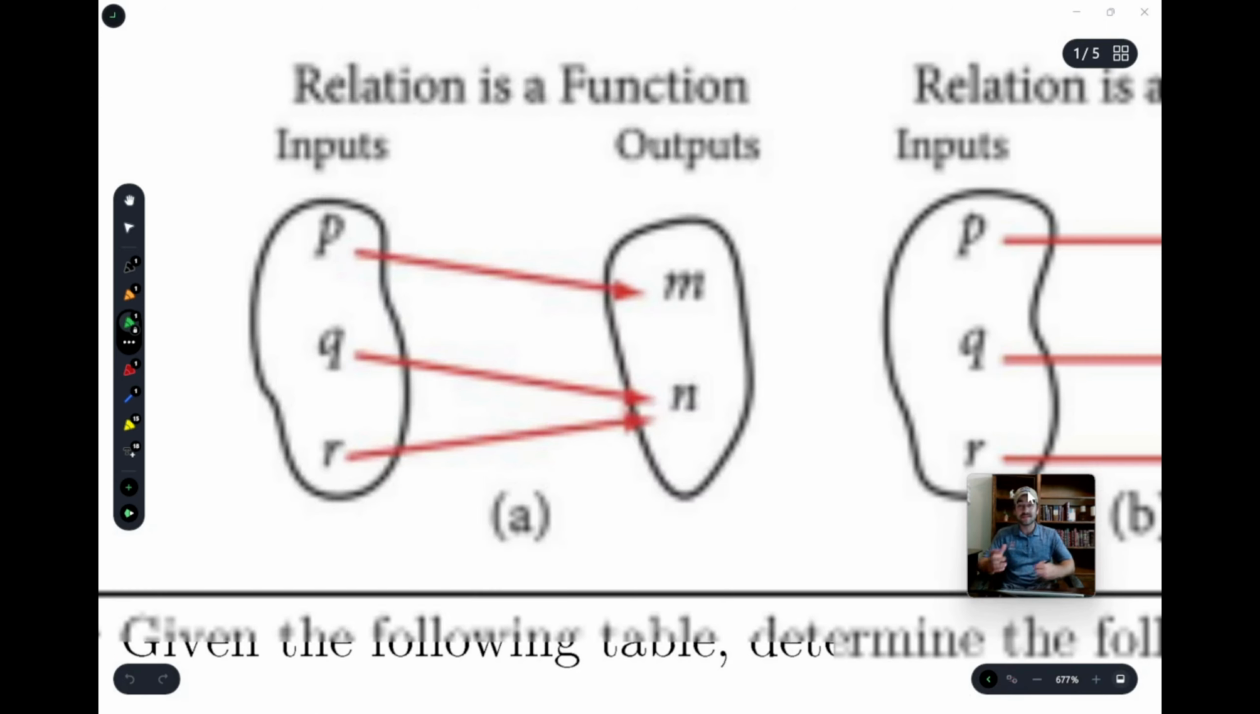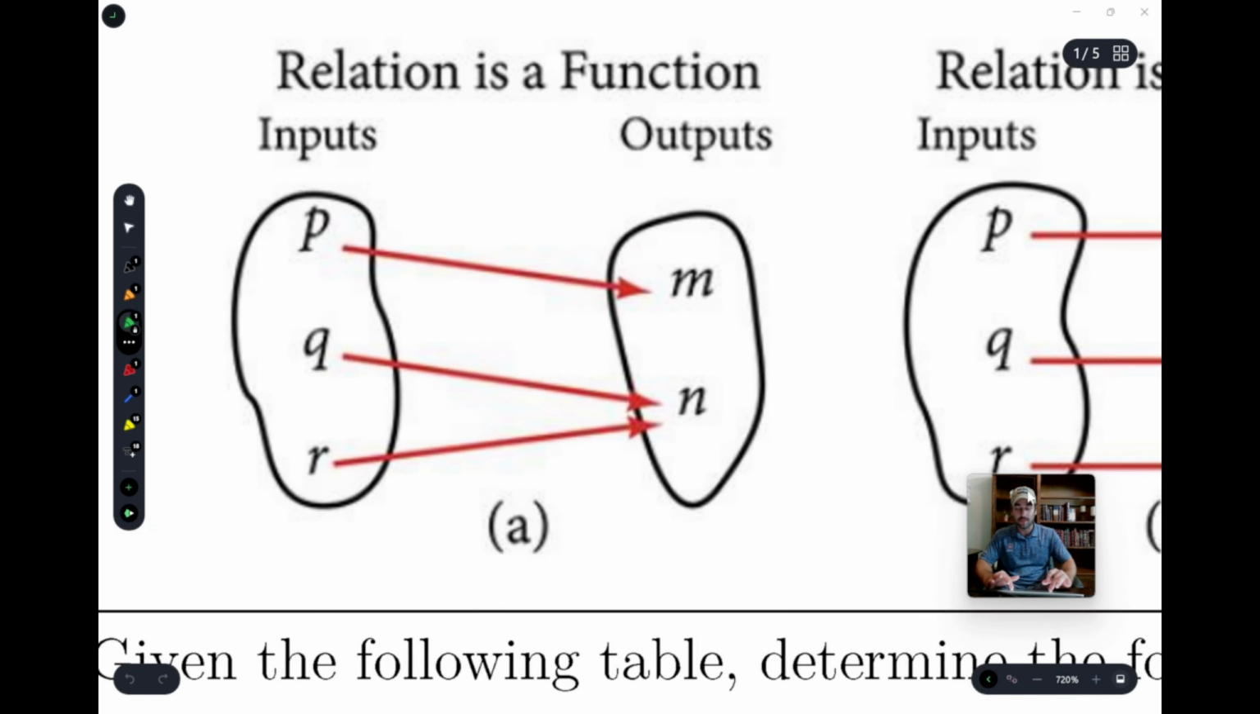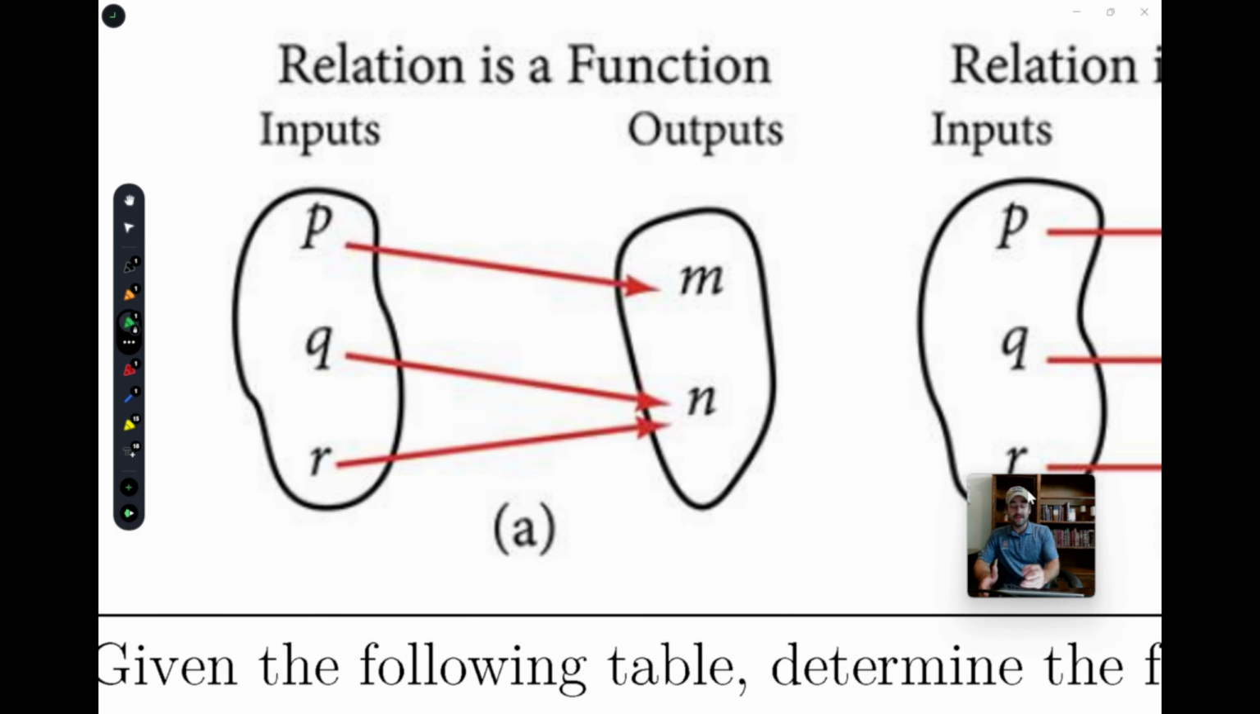So here we have the first type of graph, an input-output diagram, where P turns into M. Say that's 2 and 3. 2 turns into 3. P turns into M, Q turns into N, and R turns into N. Now the only thing that needs to be true for this to be a function is that an input needs to turn into an output. It doesn't have to be a unique output for it to be a function, but it needs to turn into one output.